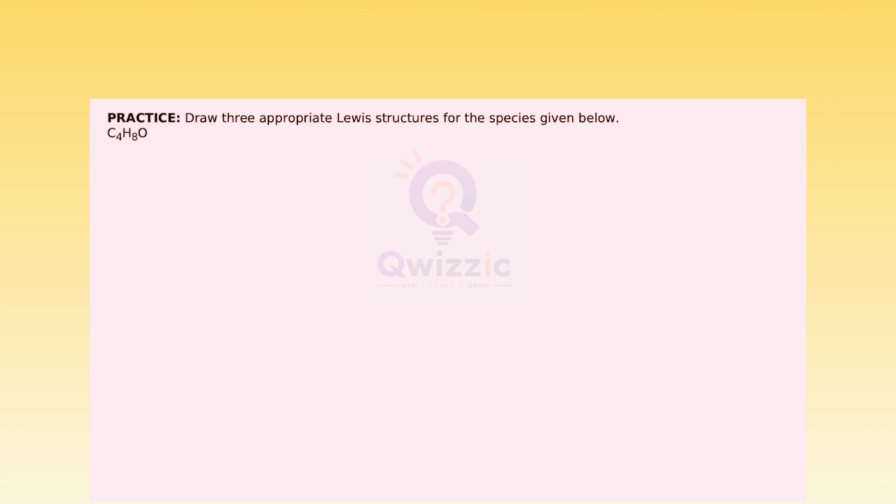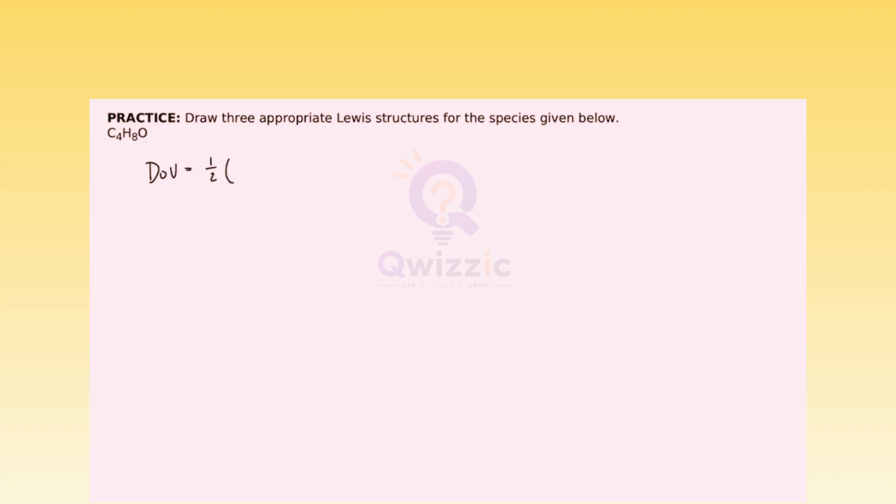Hello everyone, in this video we're going to draw the three appropriate Lewis structures for the given species below, which is C4H8O. First we need to calculate the degree of unsaturation. So we have a formula for this.